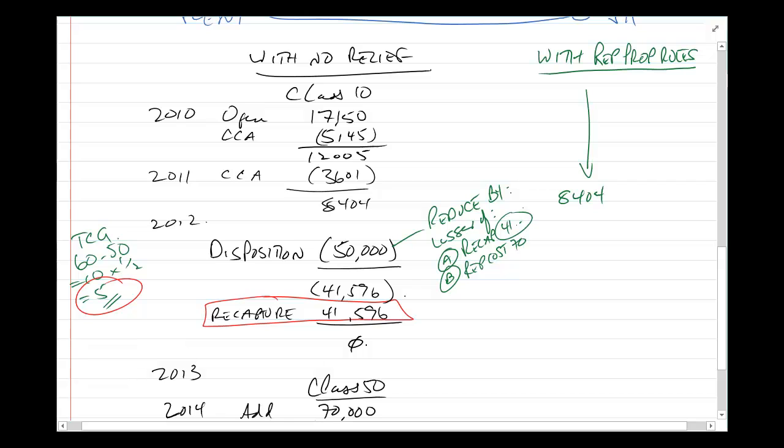So the recapture is the amount. So 50 minus 41,596 gives us, lo and behold, our proceeds are going to be 8,404. Okay, so not surprisingly, that gets us to a UCC of 0, and that gives us a missing recapture, right? So we won't put the number there, but there's no recapture there. So one problem solved.